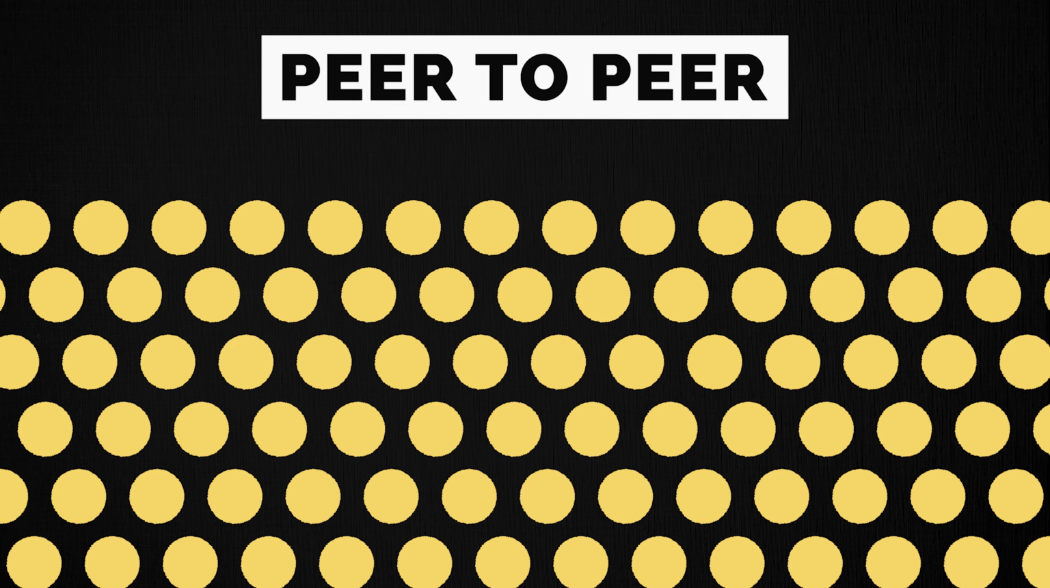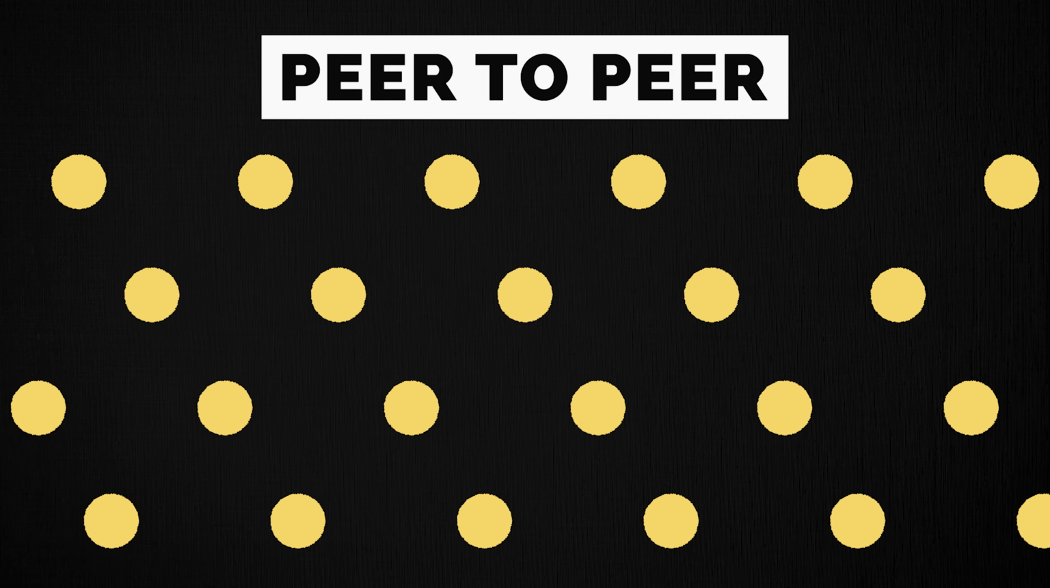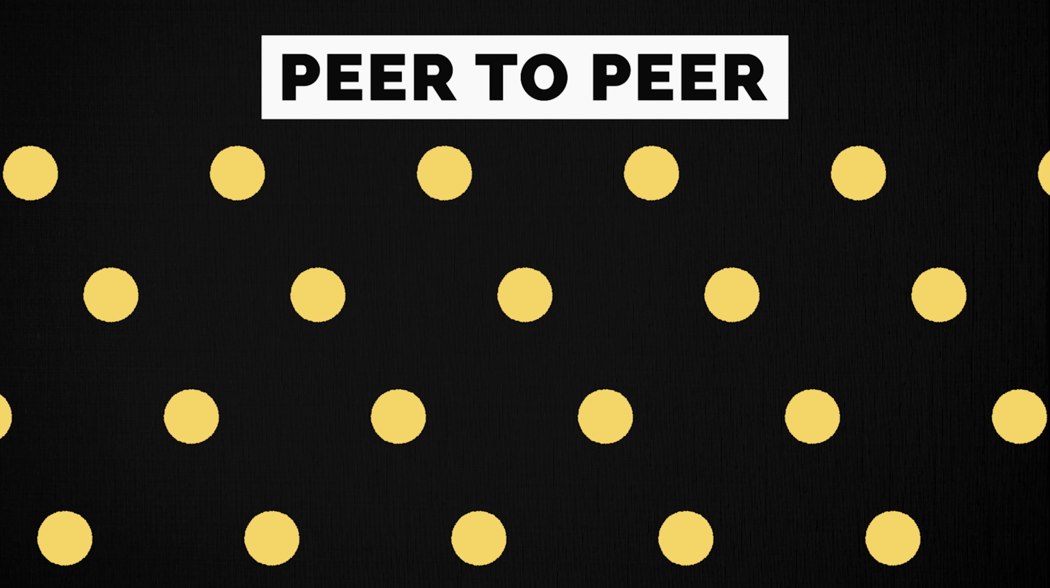Let's see how we can improve the system using a peer-to-peer network. In a peer-to-peer network, you refer to the machines as peers. So instead of saying 1,000 machines or server, we call them peers. The idea is that they will work together as peers to achieve a common goal.